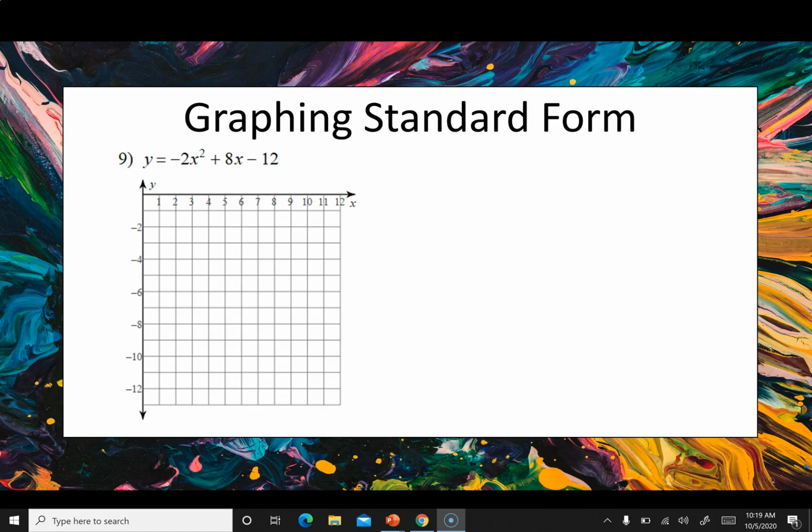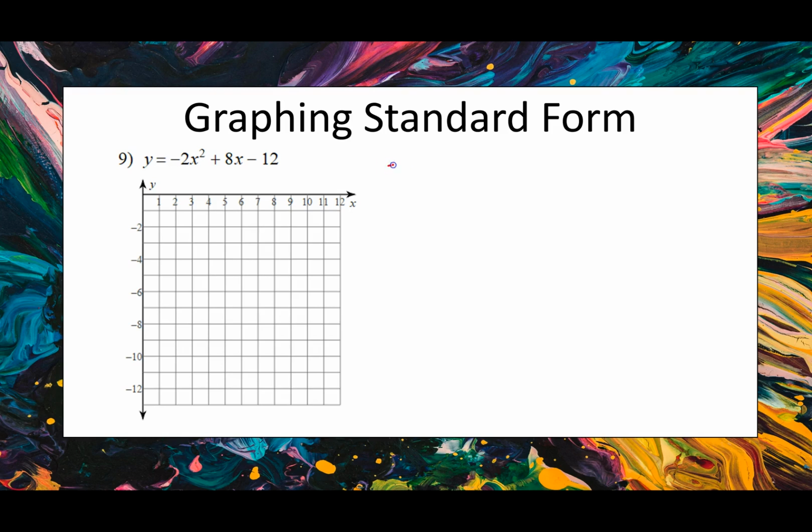So for the first step here, let's go ahead and find the x value of the vertex. We're going to do negative b over 2a. So I'm going to have a negative b. Well, what's my b? My b is 8. So that's going to be a negative 8 over 2 times my a. Well, my a is negative 2.